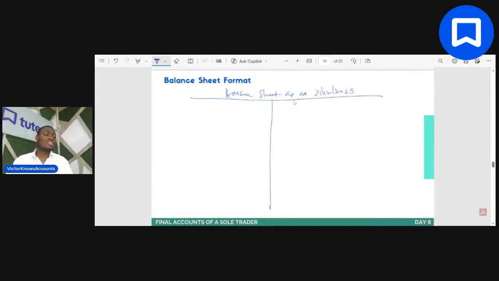Now, please pay attention. If you are a good student of economics, you know that there is something called flow variable and stock variable. Your balance sheet measures stock variables. That's why we use "as at", while your trading profit or loss account measures flow variable. That's why we use "for the year ended". Do you understand that?